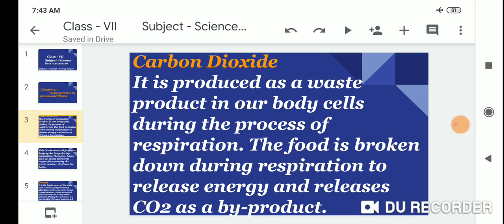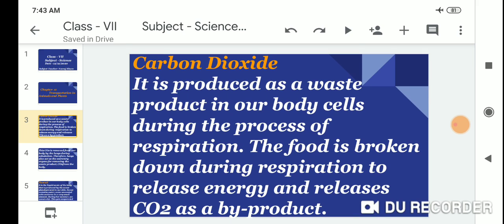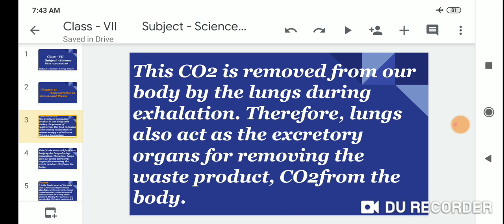It is produced as a waste product in our body cells during the process of respiration. Glucose is broken down during respiration to release energy and releases carbon dioxide as a product. This carbon dioxide is removed from our body by the lungs during exhalation. Therefore, the lungs alone act as the excretory organs for removing the waste product carbon dioxide from the body.